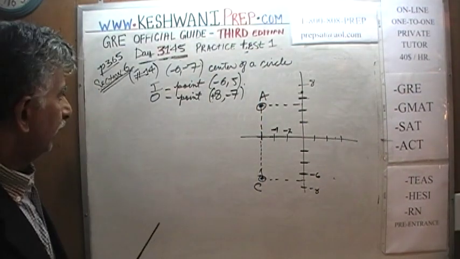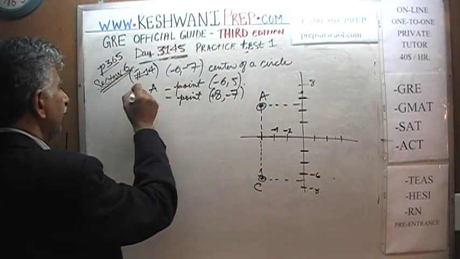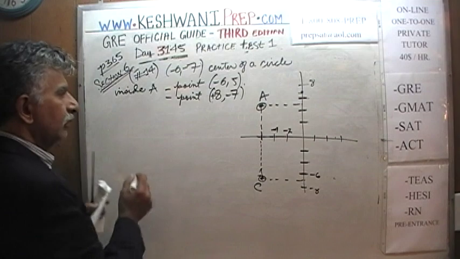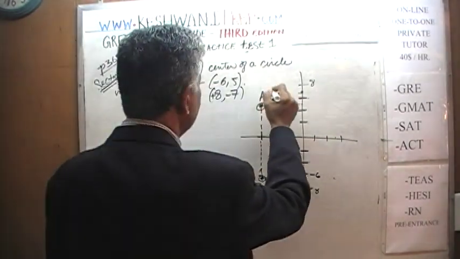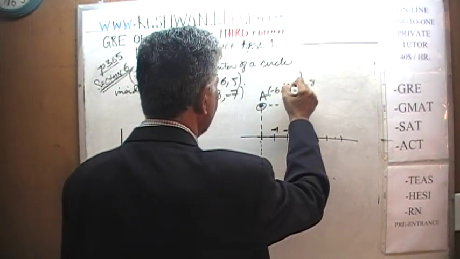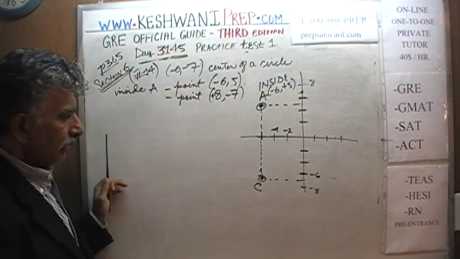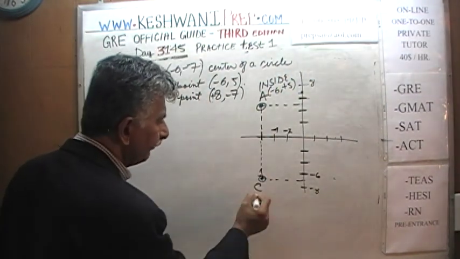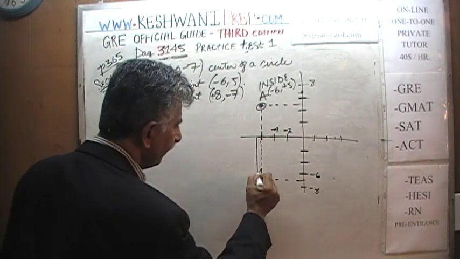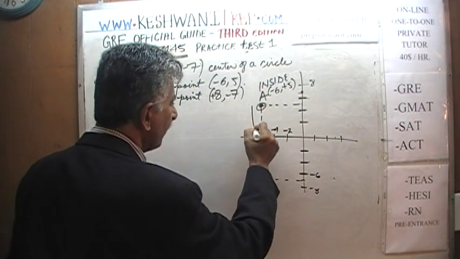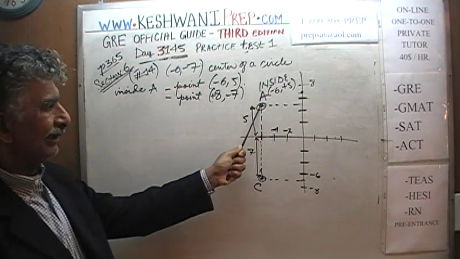We are told that point A is inside the circle. Well, what does it tell us? Point A, negative 6 and 5, is inside the circle. What is the distance from point C to point A? Well, from here to here is 7. This distance is 7, and this distance is 5. 7 plus 5 is 12, and that point lies within the circle.